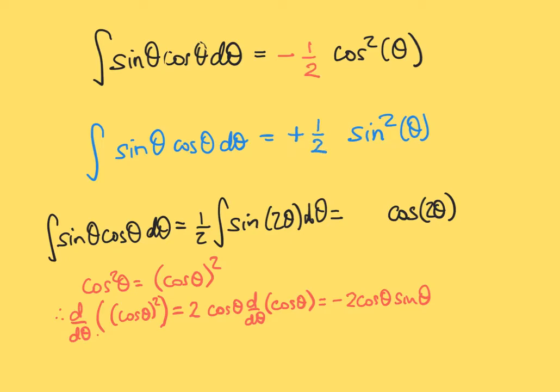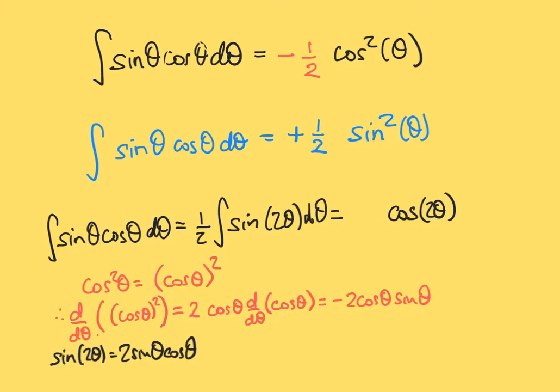Okay, the third version of doing this integral, so we've got sine theta cos theta integrated with respect to theta, is, well, we might recognize that sine theta times cos theta is a half sine 2 theta. So what I'm recalling there is the double angle formula that sine of 2 theta is 2 sine theta cos theta.